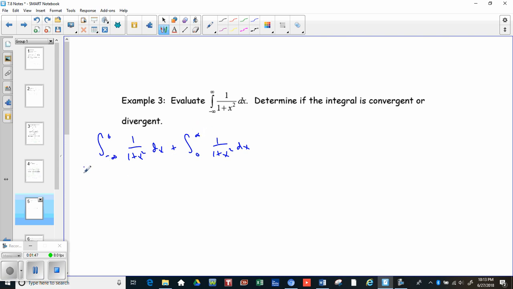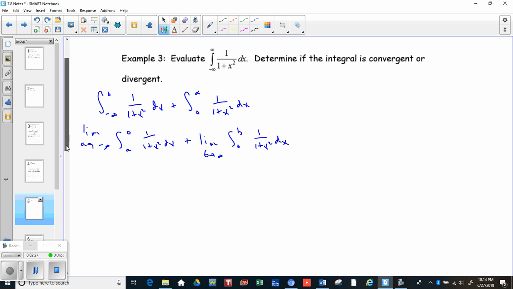So we're going to take the limit as a approaches negative infinity of the integral from a to 0 of 1 over 1 plus x squared dx, plus the limit as b approaches positive infinity of the integral from 0 to b of 1 over 1 plus x squared dx.